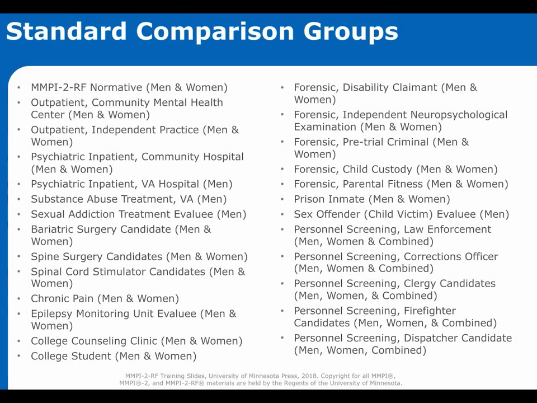Displayed for you here is the list of all of the samples for whom comparison group data are available when using the restructured form that are described in Appendix D. You'll notice here that the first sample is the normative sample.